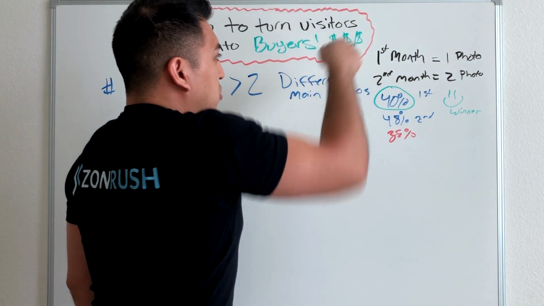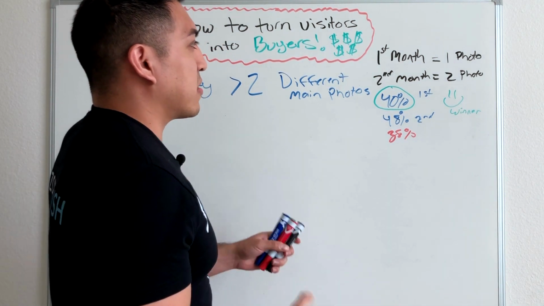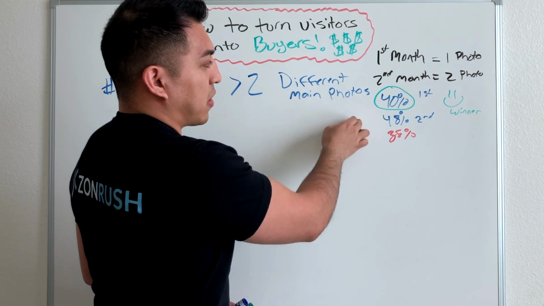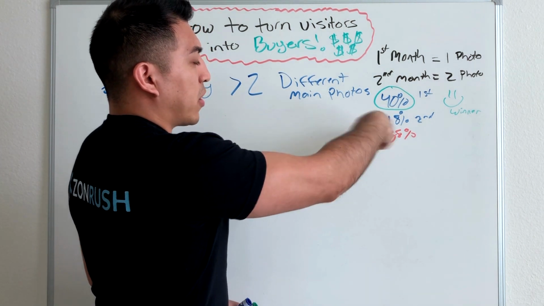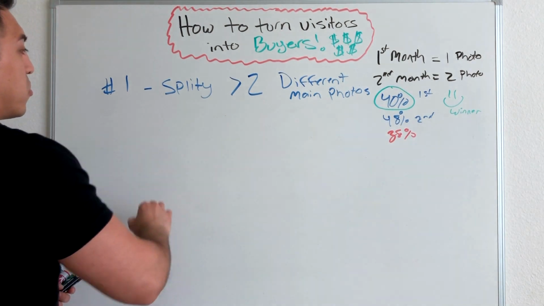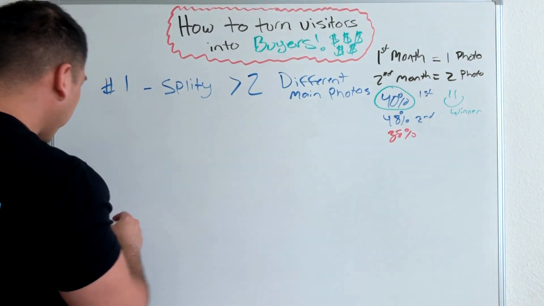So having two main photos is one of the easiest things to split test, and one of the most black and white things you're going to notice when it comes to testing your conversion rates, okay? So, and then you'll use a tool called Splitli. It's pretty awesome.